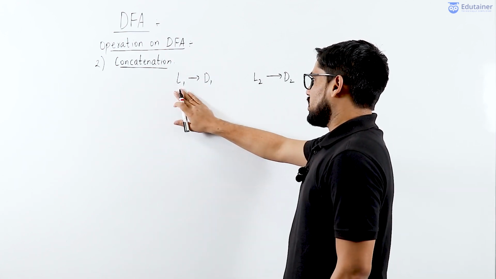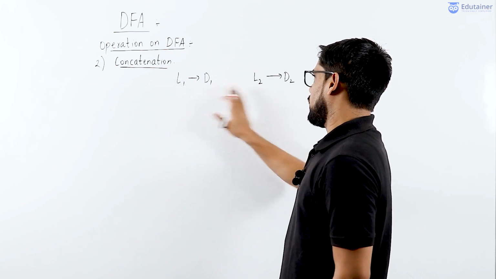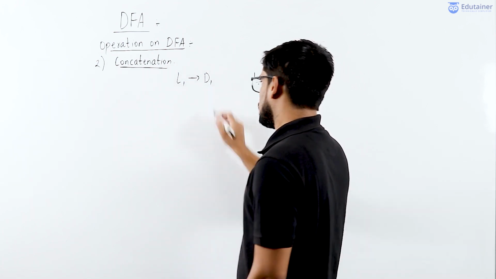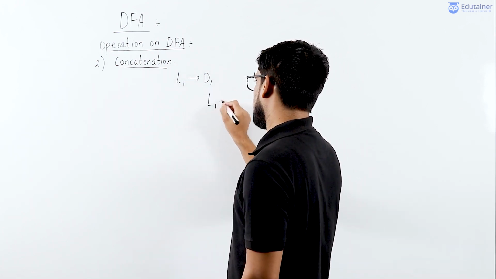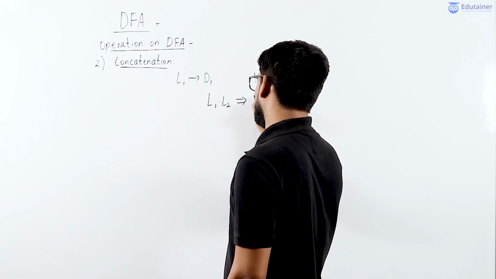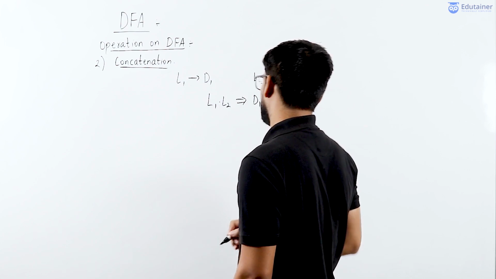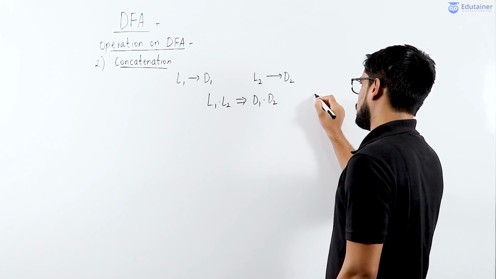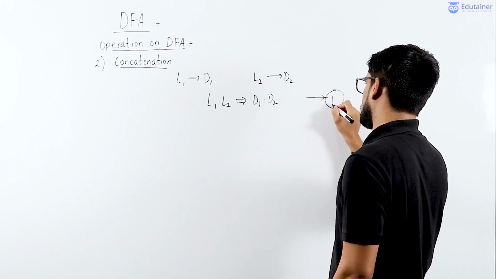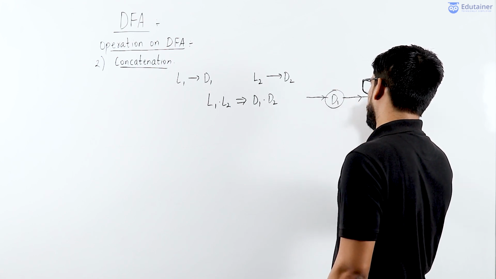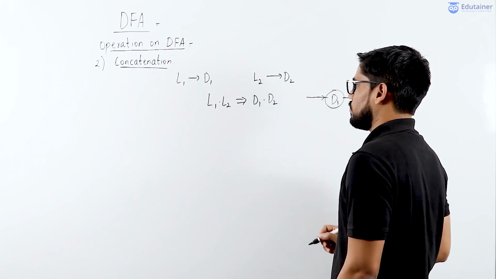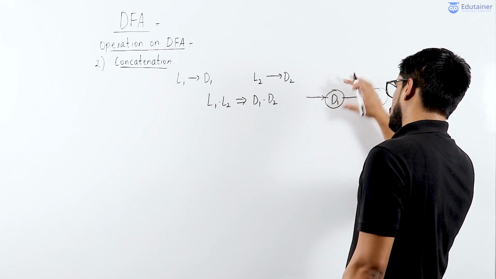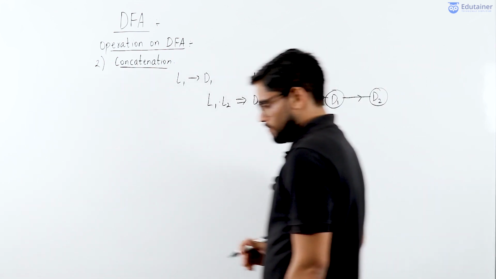When you apply the concatenation on both the languages L1 and L2, that means applying concatenation on D1 and D2, then the resultant will be L1 dot L2, which is D1 dot D2. It means in the transition diagram, the diagram will look like this. Let's say this represents D1, and after that we draw D2. So in the transition diagram, the transition states of D1 and D2 will be one after the other.